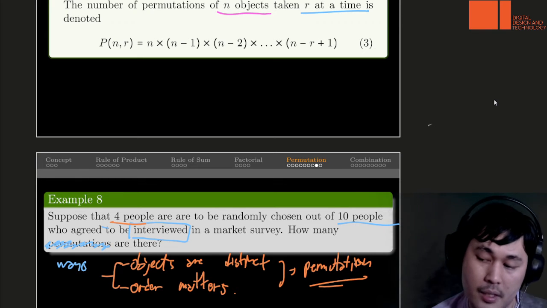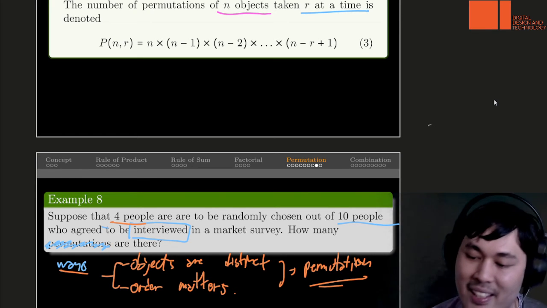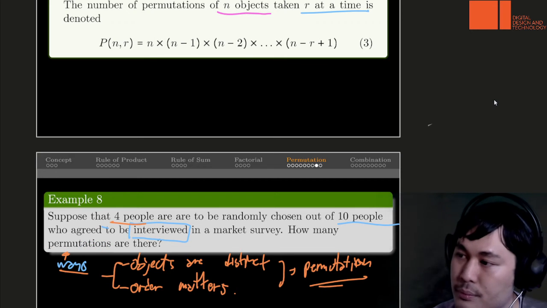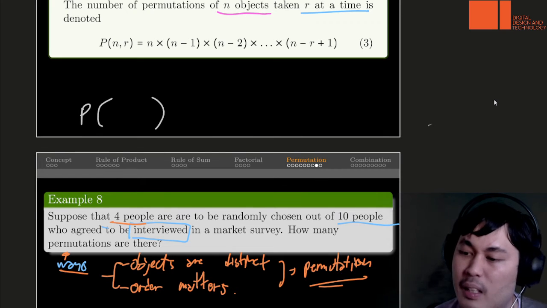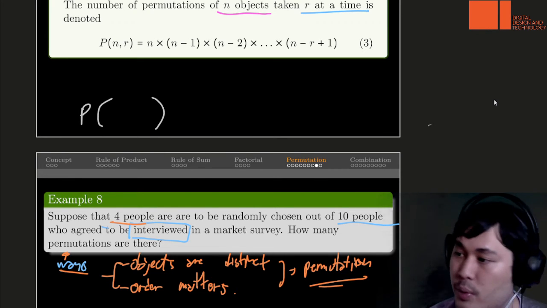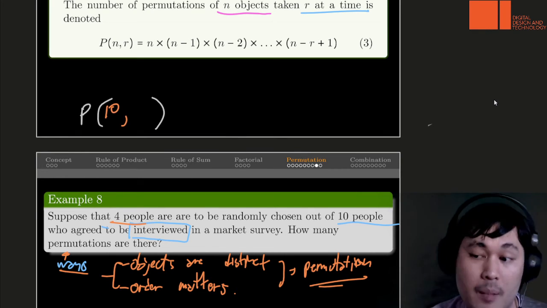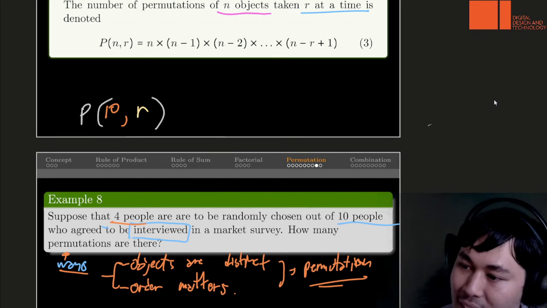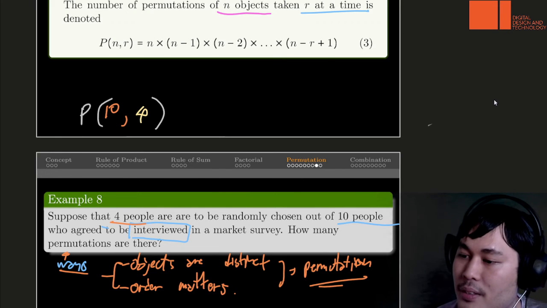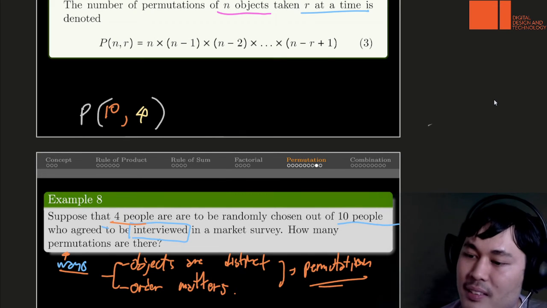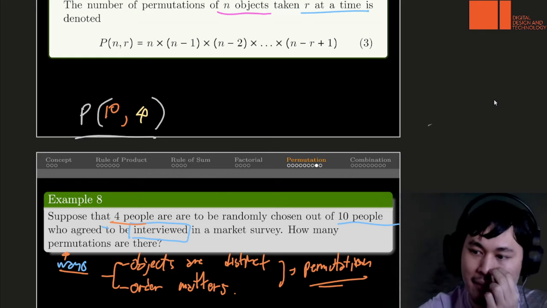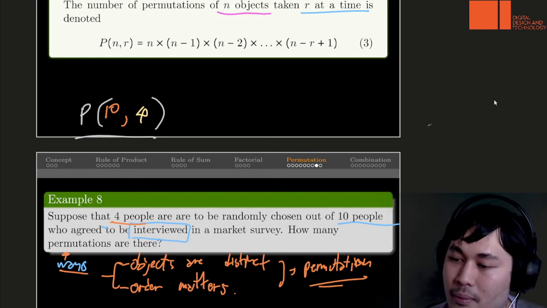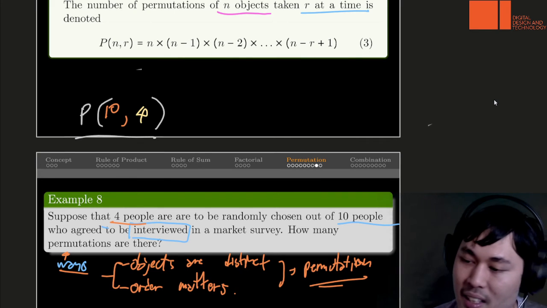So the next question is, how many permutations are there? How many ways are there? And the answer is simply the formula. How many objects do we have? We have 10 objects. We want to choose only 4. So that's the formula. Now, usually, if you write it this way, everyone should understand what you are trying to say. But in case you want a number, you can expand that.